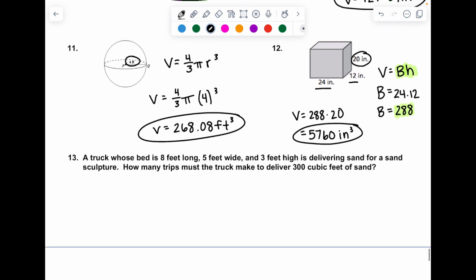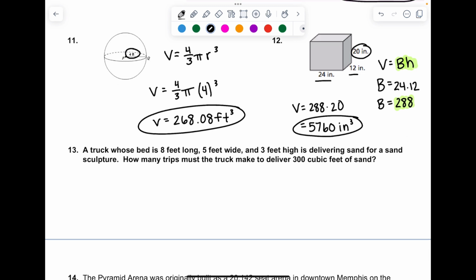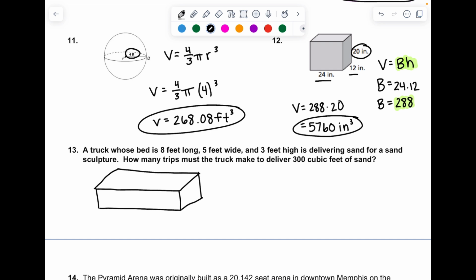Okay, 13. A truck whose bed is 8 feet long, 5 feet wide, and 3 feet high is delivering sand for a sand sculpture. How many trips must the truck make to deliver 300 cubic feet of sand? So if I'm thinking of a truck bed, it's in the shape of a rectangular prism. You can try your best to sketch this. It doesn't have to be perfect. Just try to sketch a truck bed. And they tell us it's 8 feet long, so an 8-foot long bed. It's 5 feet wide and 3 feet high or tall.